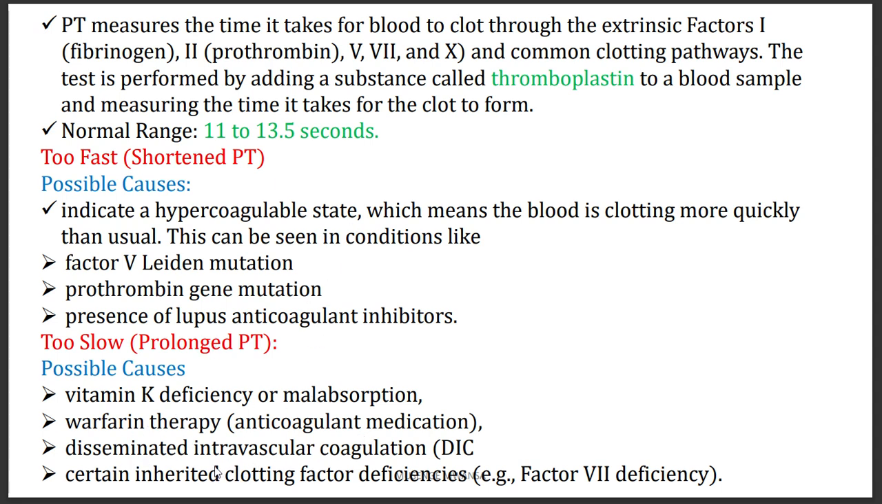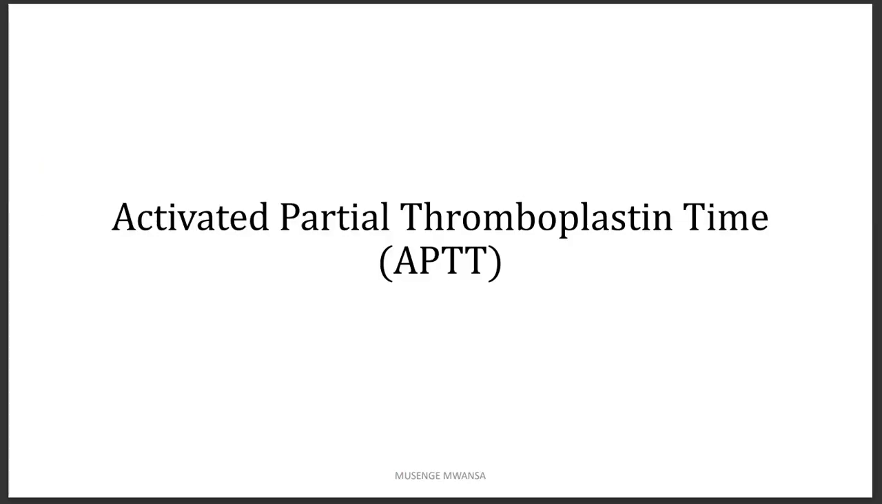It also might mean that there are certain inherited clotting factor deficiencies. For example, there is a deficiency in factor 7. If there is a deficiency in factor 7, it means that there will be no conversion of factor 10 into 10A. So this is the PT. Take note of the normal time from 11 to about 13.5 seconds.